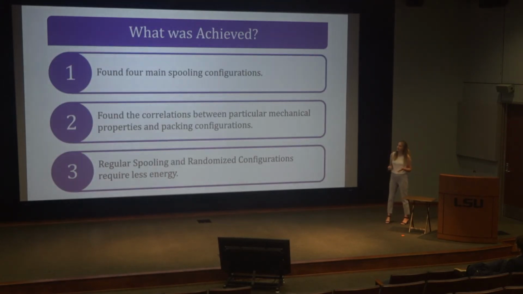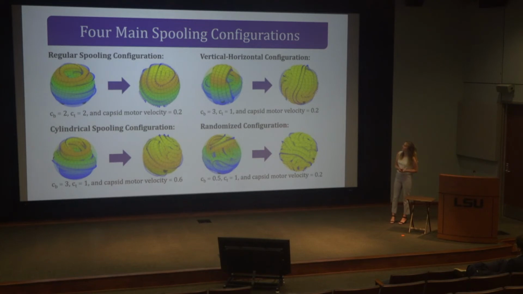So what was achieved? We found 4 main spooling configurations. We found correlations between particular mechanical properties and packing configurations, as well as that the regular spooling and randomized configurations require less energy. Those regular spooling and randomized configurations are part of the 4 main spooling configurations.